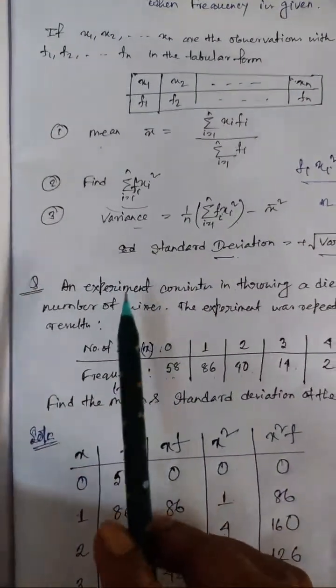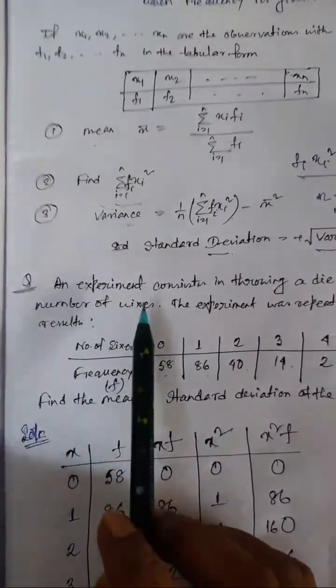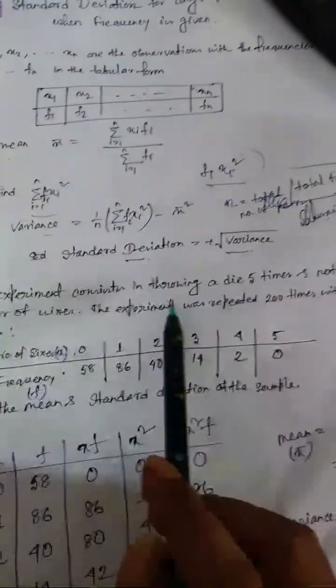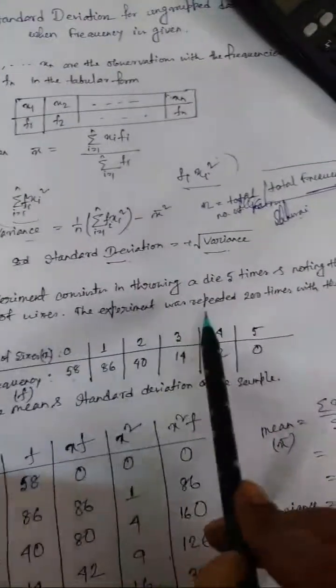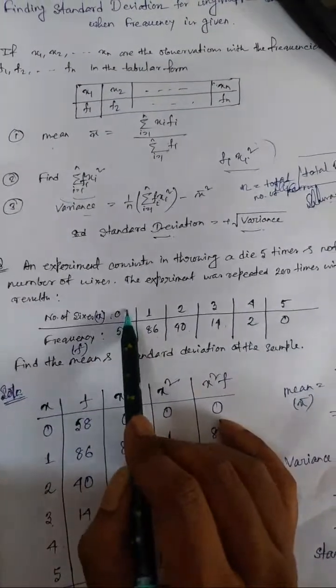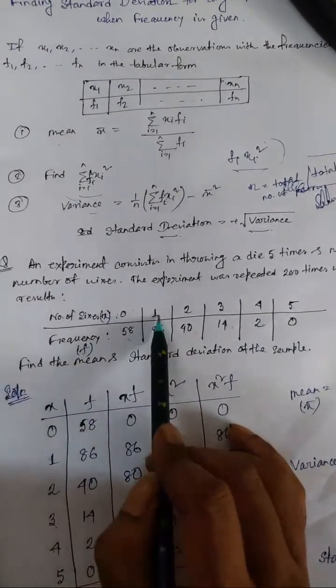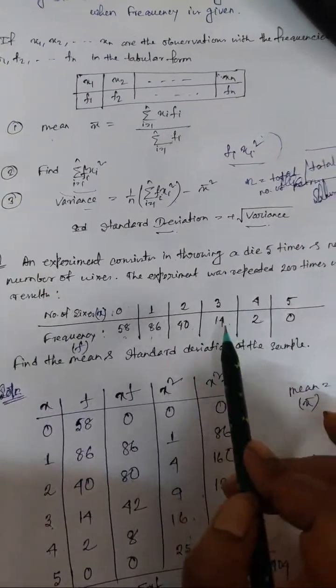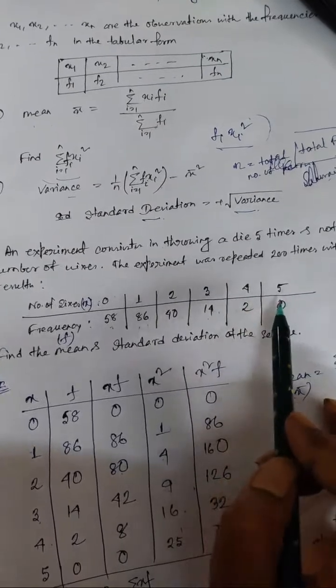So now we consider one question: an experiment consists in throwing a die 5 times and noting the number of sixes. The experiment was repeated 200 times with the following results. So here the number of sixes observed is defined by x. That is, 0 sixes is observed 58 times, 1 six 86 times, 2 sixes 40 times, 3 sixes 14 times, 4 sixes 2 times, and 5 sixes 0 times.